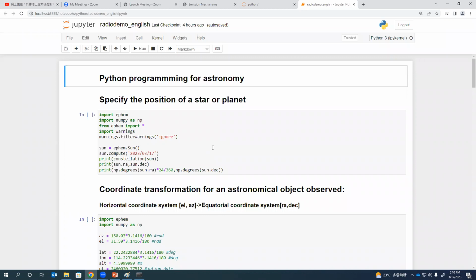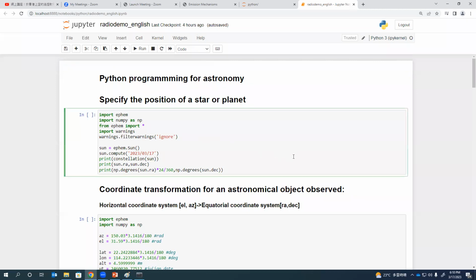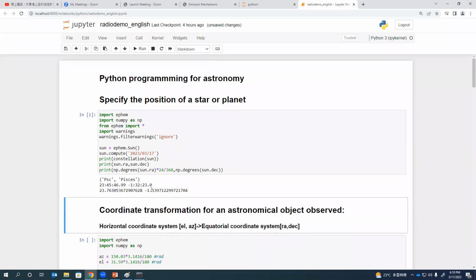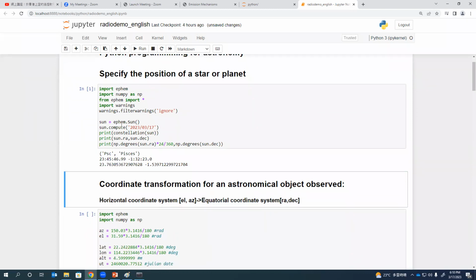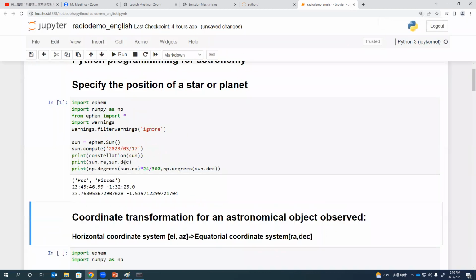As far as I know, in Taiwan, Class 3 students start to learn Python. All right, so for program 1, just several lines of code, and if I click on it and press Shift Enter, you can see the result showing the corresponding position today for our sun, which is located in the constellation Pisces. Let me magnify it to see it better. All right.